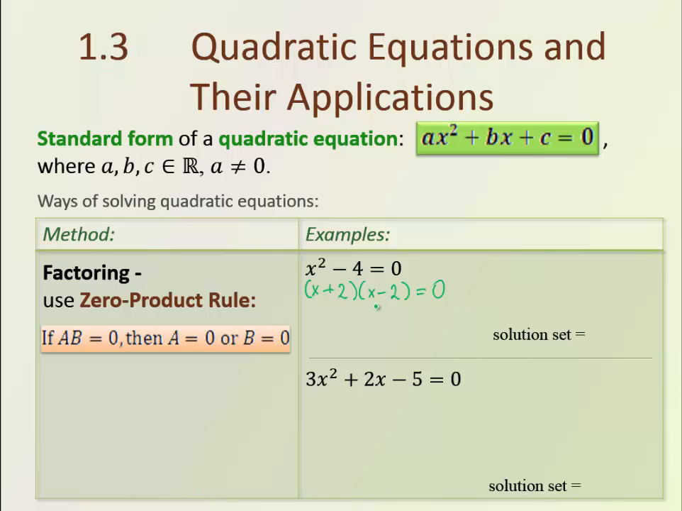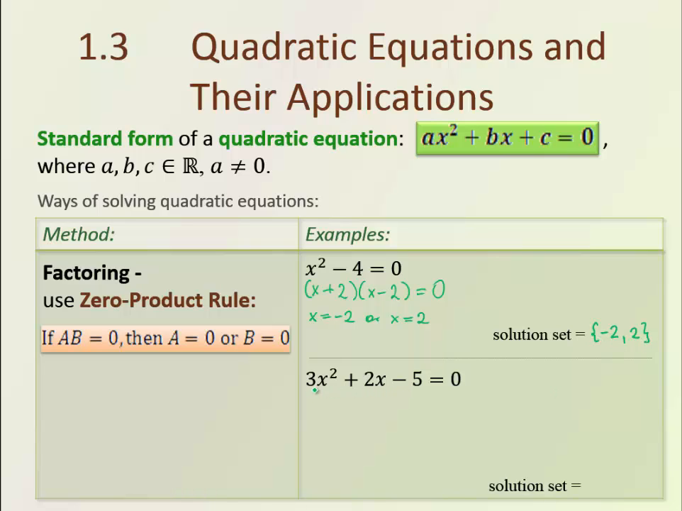And then we're going to use the zero product property, the zero product rule. Let's recall what the zero product rule is. If you have two quantities and you multiply them and the product is 0, then either the first quantity is 0 or the second quantity is 0. Therefore, to complete the solution for this equation, either the first bracket is 0, which means x equals negative 2, or the second is 0, which gives me x equals 2. We can say that the solution set to this particular quadratic equation consists of two numbers, negative 2 and 2. So we can write the solution set equals negative 2, 2 in curly brackets like this.